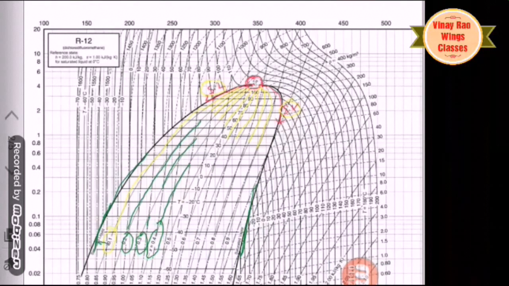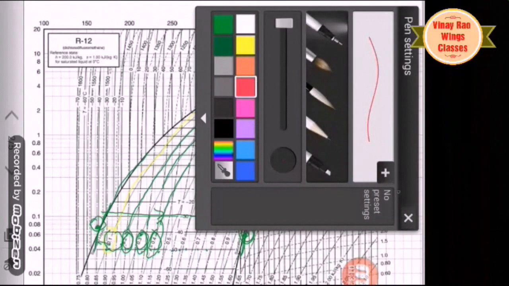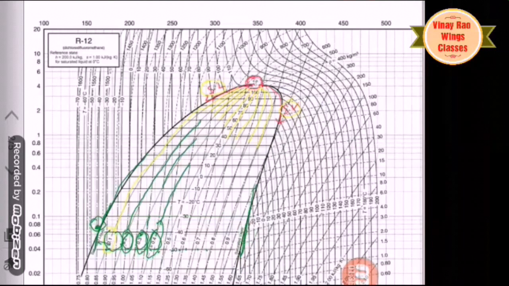There is a continuous increase in dryness fraction: 0.1, 0.2, 0.3, 0.4, 0.5. That means 10% vapor is produced, 20%, 30%. At this point all the molecules are in the liquid state. At this point all the molecules are in the vapor state. So if you move through this, there is an increase in the amount of vapor. These are dryness fraction lines, and in this chart the most important is the temperature line.